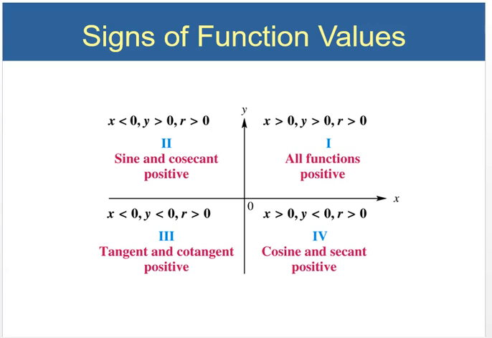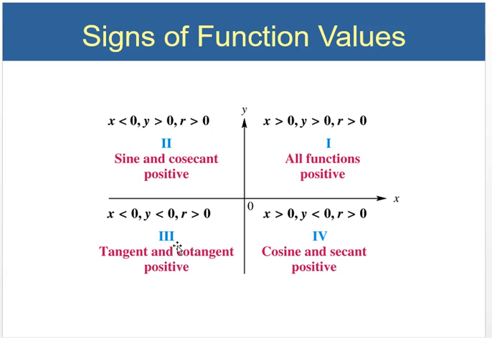All right, signs of function values. So if you haven't figured this out already, we have quadrant numbers here, 1, 2, 3, 4. Remember, go in a counterclockwise motion to number all of these quadrants. All function values of our trig functions are going to be positive in quadrant 1. Sine and cosecant are going to be positive in quadrant 2. The rest of them are going to be negative.